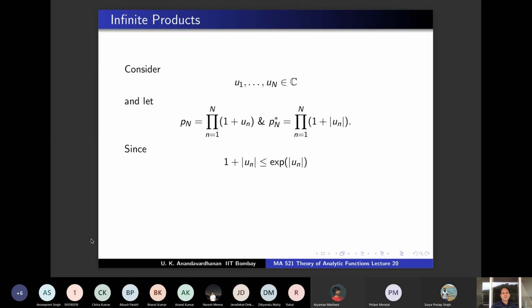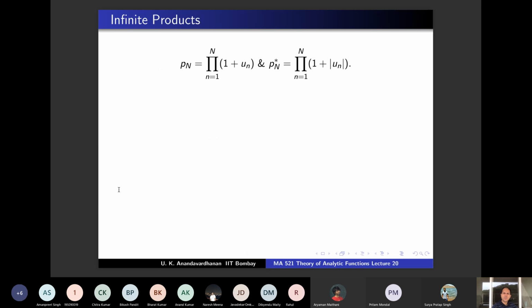Okay, so you have got this inequality. You multiply all these inequalities together. What will you get on the left hand side? This is for each n. When you multiply on the left, that's precisely Pn star, the product of all these 1 plus mod un. And on the right hand side, you will get exponential of mod u1 times exponential of mod u2, etc., which is exponential of this sum. So you've got this inequality, which we are going to use later. It's a simple observation.